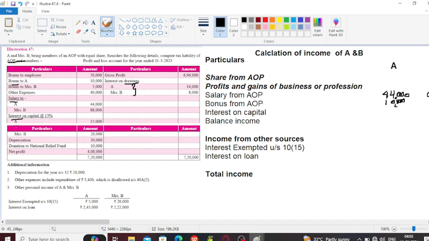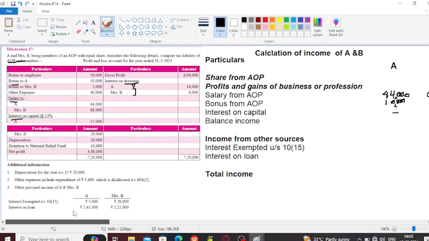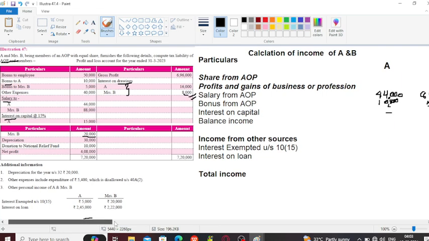If you set off, first for Mr. A: Mr. A is receiving 15,000 from AOP, but he is paying 16,000 to AOP. So for Mr. A there is no interest on capital. This way we have to calculate for Mrs. B. Mrs. B is receiving 20,000 from AOP, and she has paid 8,000 to AOP. 20,000 minus 8,000, 12,000 we will get as income on capital.